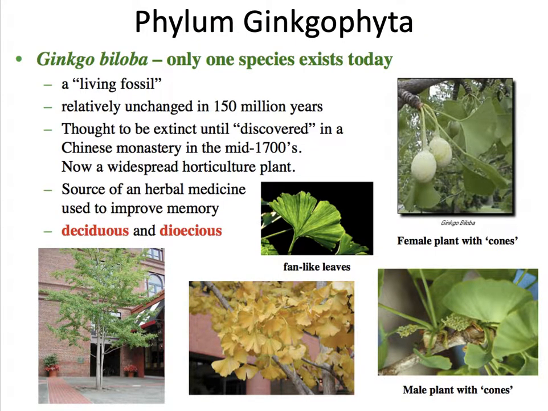So our next phylum is the Ginkgophyta, and there's only one species on our planet today, which is Ginkgo biloba. It's a living fossil because it's been relatively unchanged in the fossil record for over 150 million years. In fact, it was thought to be extinct to science until it was rediscovered in a Chinese monastery in the mid-1700s. Now it's been planted as a widespread horticultural plant all around the world, including on the College of San Mateo campus. We have a bunch of this planted.